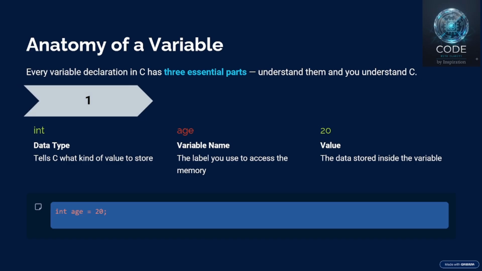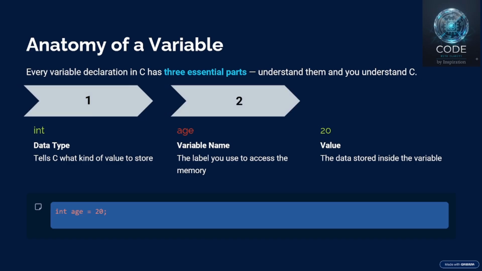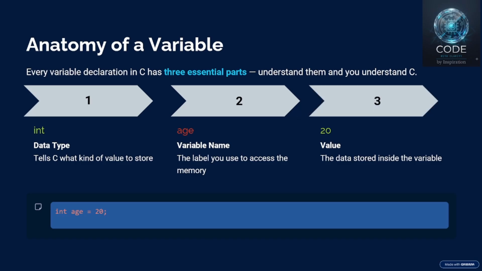Age is the name through which we can access that memory location. नेम है वो मेमोरी लोकेशन का. And 20 is the actual data stored inside that variable. 20 age में हमने store किया है. So whenever we see int age is equal to 20, remember int is a data type, age is variable name, and 20 is a value. These 3 parts together help us create and use a variable.